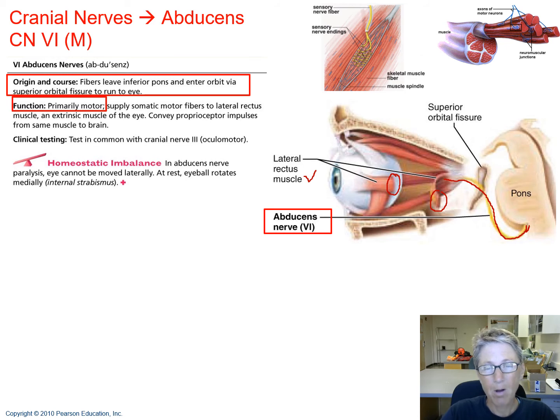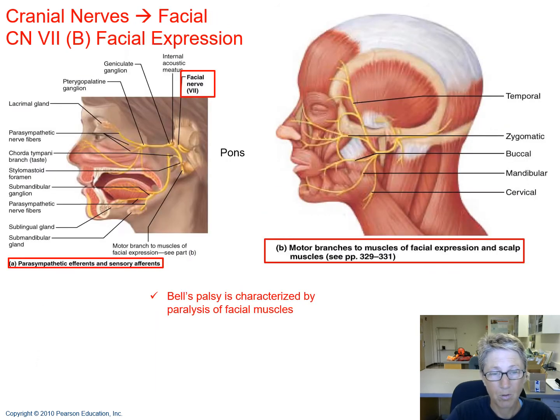So cranial nerve number 6, the abducens, is primarily a motor nerve, but because it's a skeletal nerve, it's got a sensory part to it that sends information about where this muscle, the lateral rectus muscle, is in space. That's called proprioception.